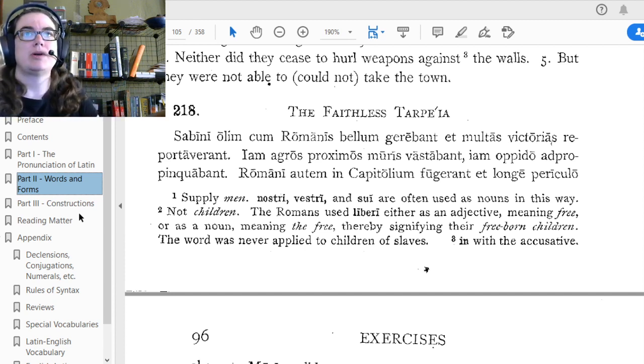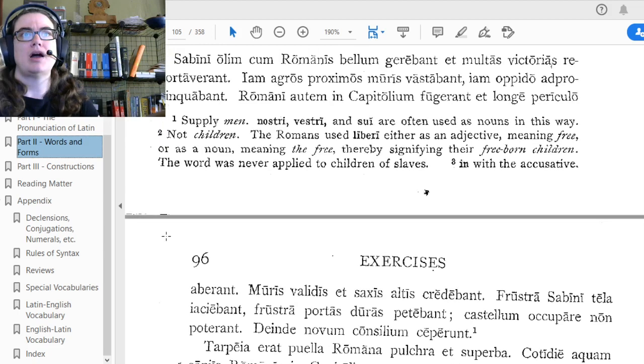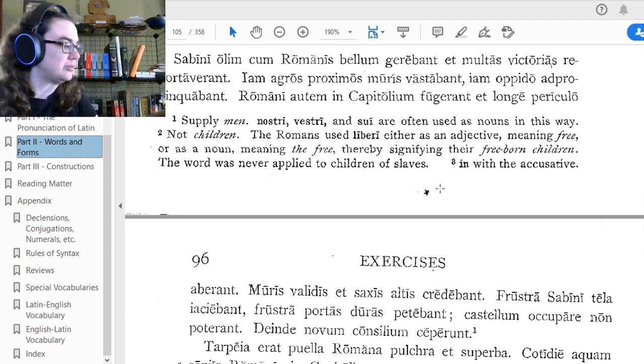Now they were laying waste to the fields nearest the walls, agros proximus muris. And now they were getting close, appropinquabant, to the city, oppidum. The Romans, however, fled into the Capitoline, Capitolium, and they were far away, longe, from the danger, periculo. Ablative here, the ablative of separation with absum. They were far away from the danger.